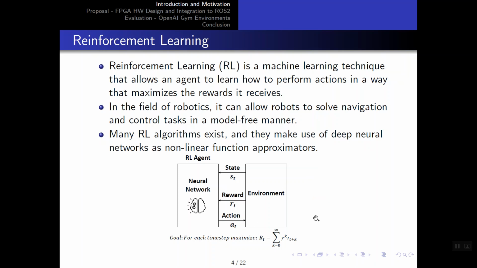that maximizes the rewards. In the field of robotics, these reinforcement learning agents have seen a lot of interest as they can allow robots to solve navigation and control tasks without the need of an explicit model, so in a model-free manner. So many reinforcement learning algorithms exist, and they make use of deep neural networks as nonlinear function approximators to produce the action output given a state input.